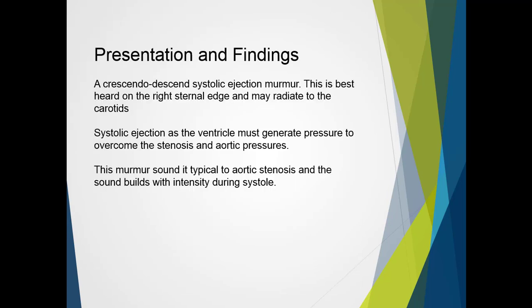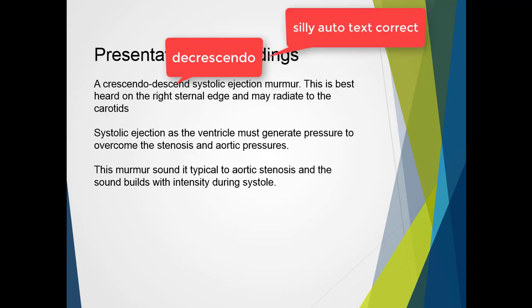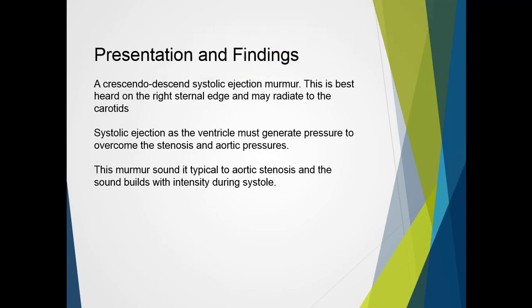On auscultation, it's a crescendo-decrescendo systolic ejection murmur. It is best heard at the right sternal edge and may radiate up to the carotids. It's a systolic ejection murmur as the ventricle must generate pressure to overcome the stenosis and aortic pressures before the valve opens, and thus we hear the sound. This murmur is typical of aortic stenosis, and the sound builds with intensity during systole. As myocardial fibers begin to relax, the LV pressure and the driving force decrease, and therefore the flow through the valve decreases, and thus the murmur intensity declines.